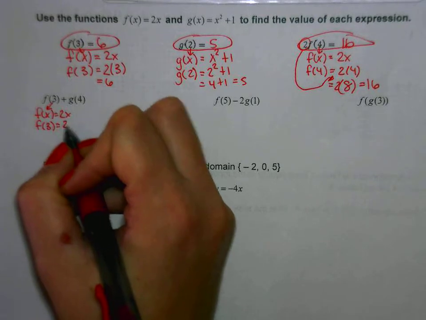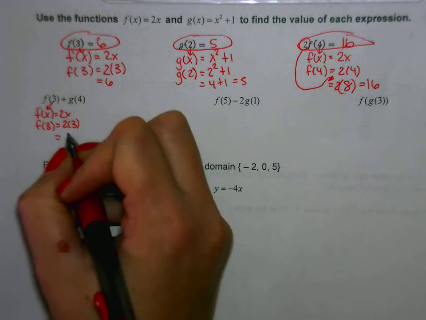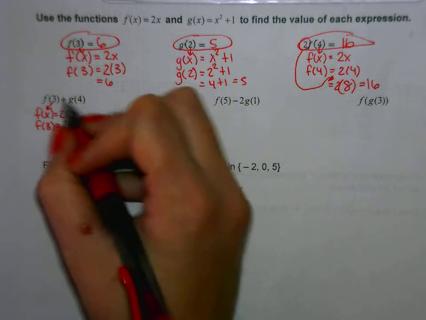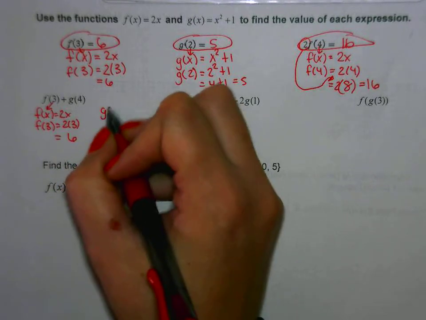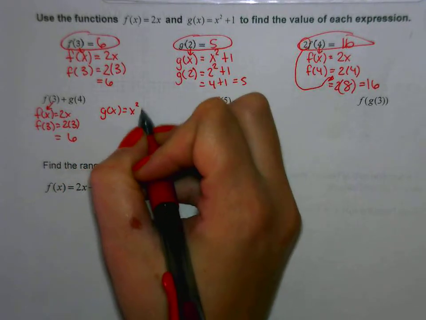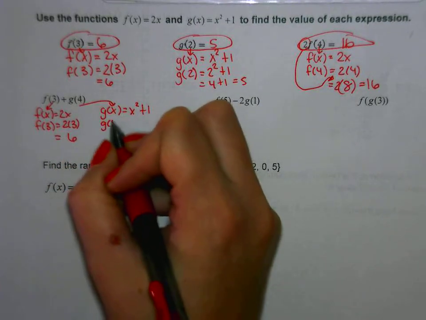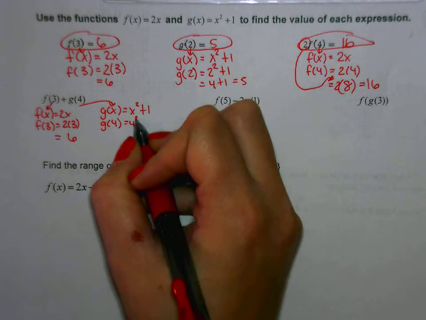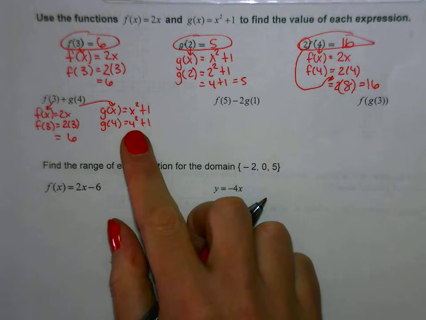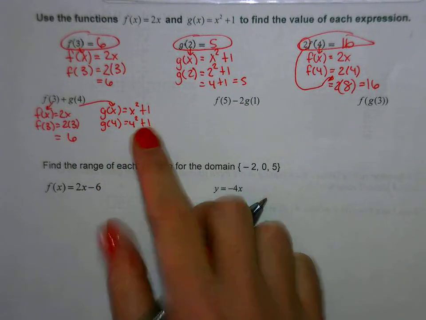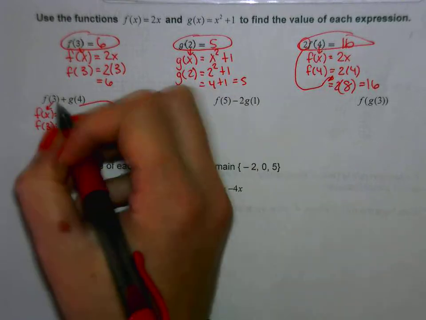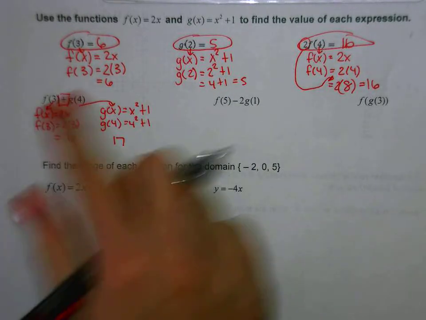Then we want our g of 4, so g of x equals x squared plus 1. So we're replacing our x with 4. So g of 4 equals 4 squared plus 1. 4 squared is 16, and 16 plus 1 is 17. And then if we notice, we want to take the answers that we got and add them together. So when we add those together, our final answer is 23.